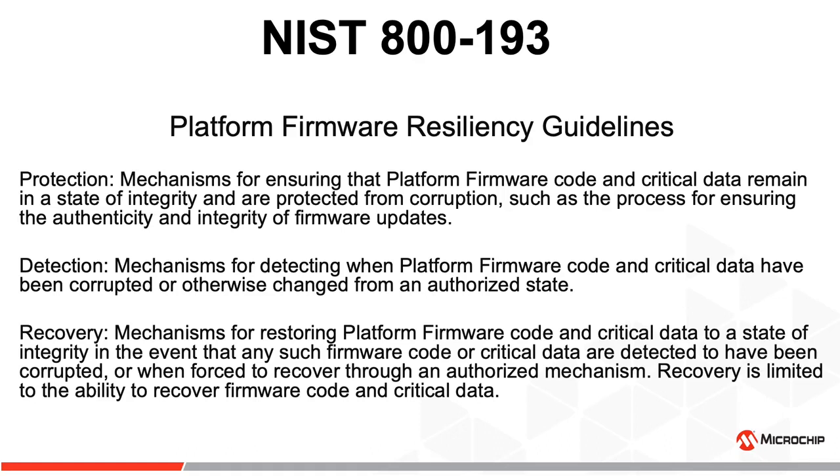How do you ensure that you are able to restore the platform firmware code and the data to a state of integrity such that you're able to recover through an authorized mechanism? And so the recovery is just limited to the ability to recover the platform firmware, the code, and the critical data. So those are the three key elements of the NIST 800-193: protect, detect, and recover.